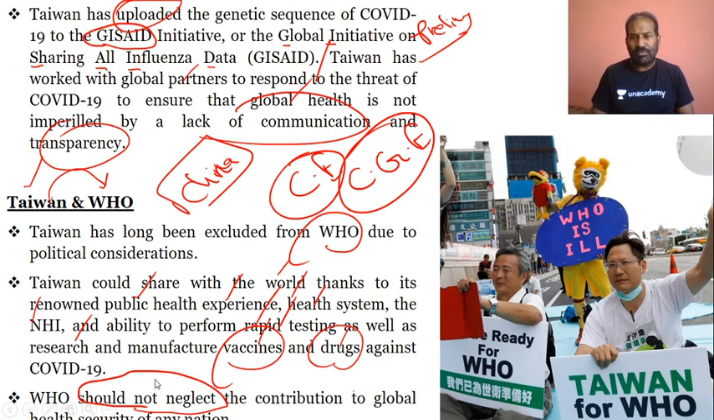If you look at Taiwan also, here you look at WHO is ill. Who is ill? It's not Taiwan. What they say is it is not Taiwan. Look at this image. Who is ill? WHO is ill. And then we are ready for WHO. Taiwan for WHO. Is it Taiwan for WHO or WHO for Taiwan? The time should decide. Arti says WHO is ill.